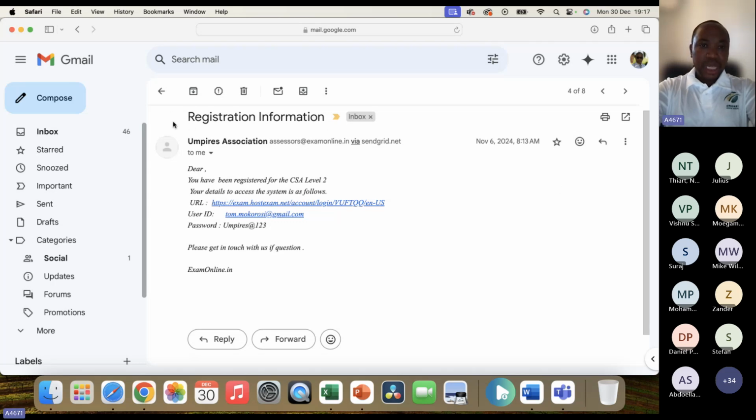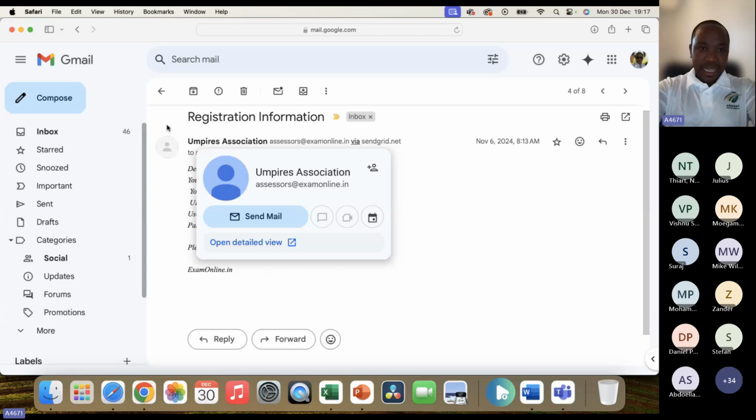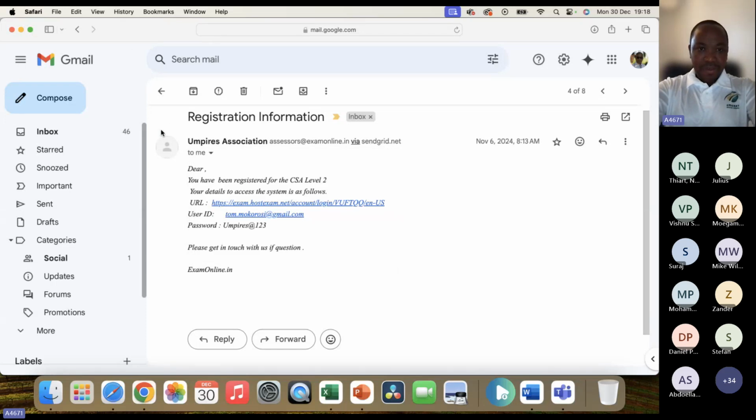The subject of the email will be registration information, and the name that the email will be coming from says Umpires Association. The message will be short and sweet. It will say, dear, you have been registered for the Cricket South Africa Level 3 umpiring exam, and it will give you the URL that you need to copy and paste into a Google Chrome browser.